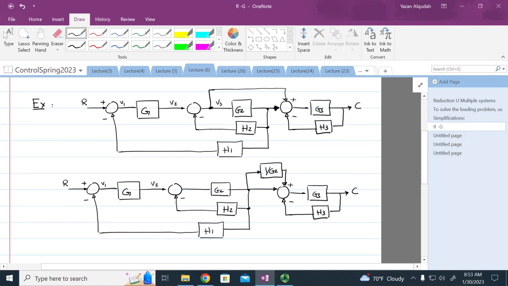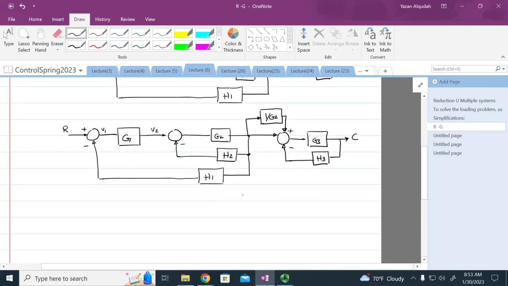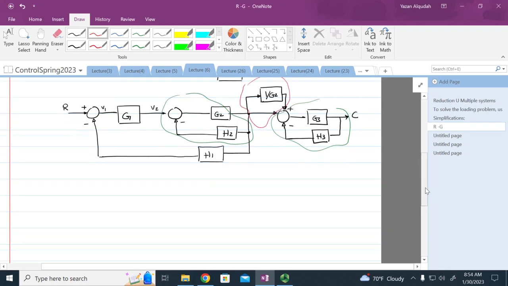Everybody agrees? So all we've done is move this point. Instead of being picked before G2, I'm picking it after G2. Since this signal is now multiplied by G2, I need to divide by G2 to get the original signal. What do I do next? I can take these as feedback form, and I can combine these together. And therefore, I can reduce this.